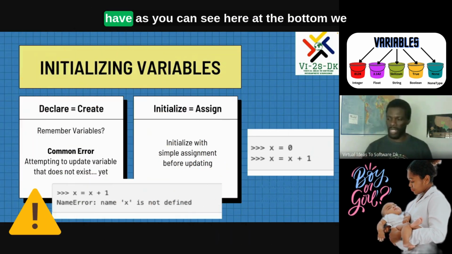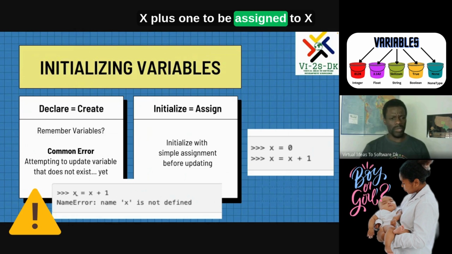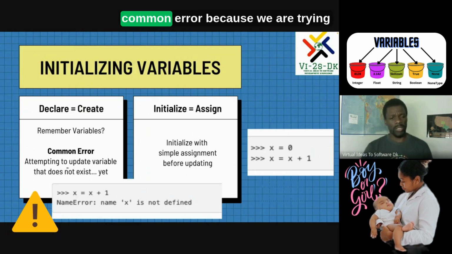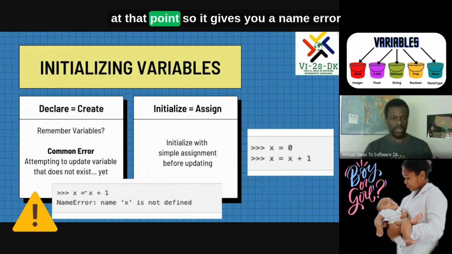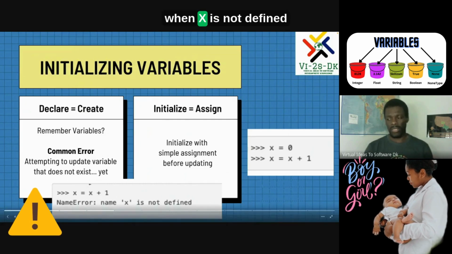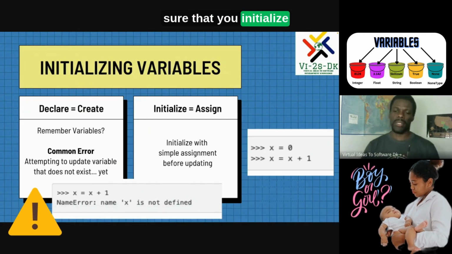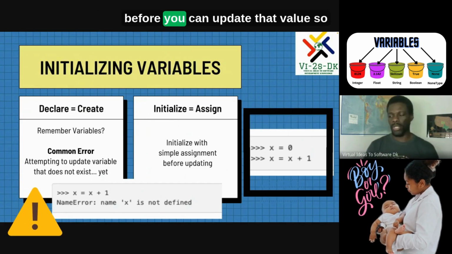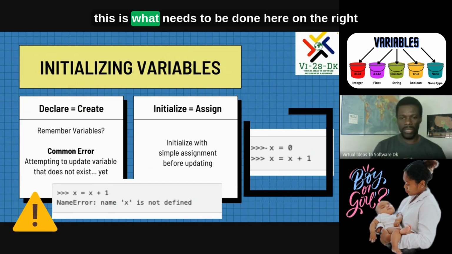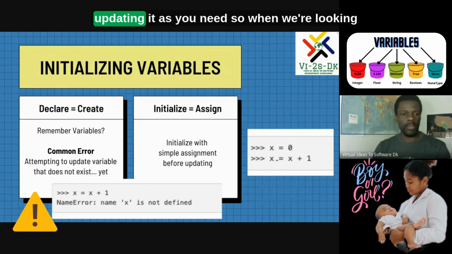So a common error that we might have, as you can see here at the bottom, we might say we want x plus 1 to be assigned to x. This will give us an error. It's a common error because we are trying to update the value of x when x does not really exist at that point. So it gives you a name error when x is not defined. The way you can avoid this error is to make sure that you initialize, you assign a value for x. Just a simple assignment needs to be done before you can update that value. So this is what needs to be done here on the right. You say x should be equal to 0, and then you can keep updating it as you need.